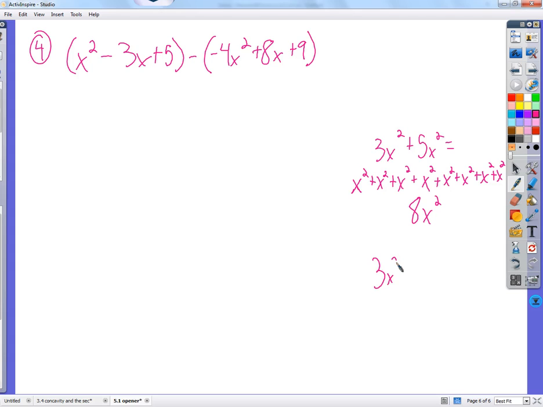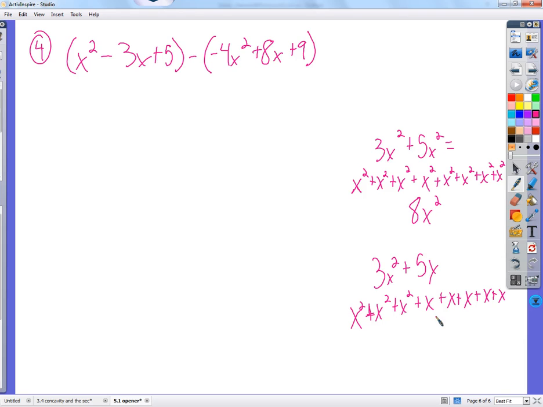Okay. Now 3x squared plus 5x does not combine to 8x squared or 8x cubed or 8x. If we think about it, we just have x squared plus x squared plus x squared plus x plus x plus x plus x plus x. You know, if I just take it down to these two, I can't add an x squared to an x. They're not in the same row. X squared is x times x. X to the first is just x. If I add them together, I don't have two groups of anything that's the same.